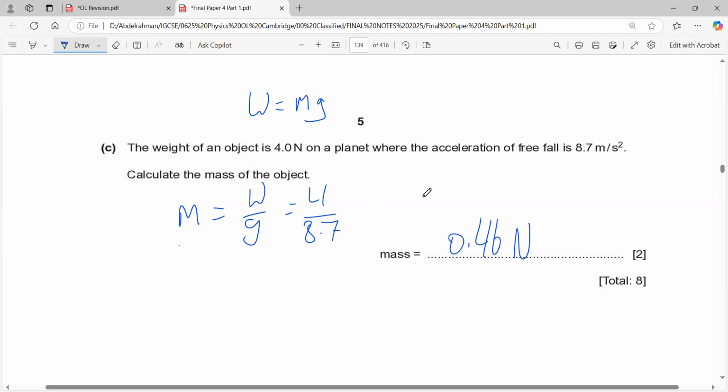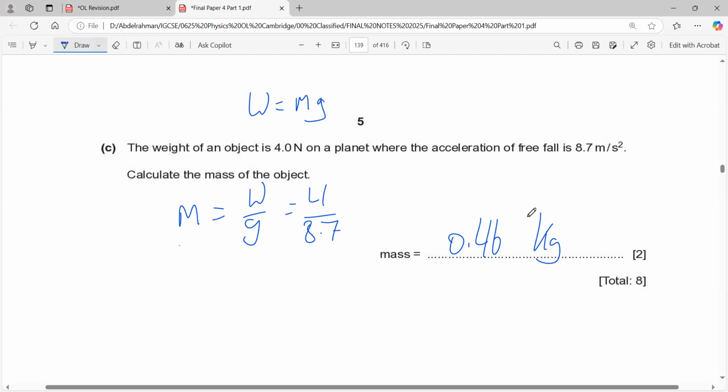شباب, here we will not use 9.8. ليه؟ Because this is on a different planet. The mass in newtons? I'm sorry, not newtons. برافو عليك. Thank you. Okay, it is in kilograms. بس okay, the G يا شباب is not 9.8. The G is 8.7 because this is a different planet. Yes, definitely the mass is in kilograms.